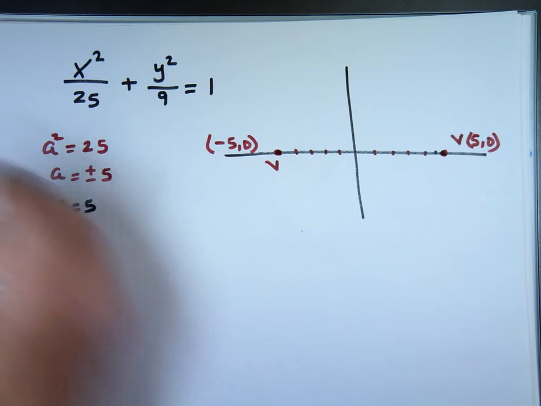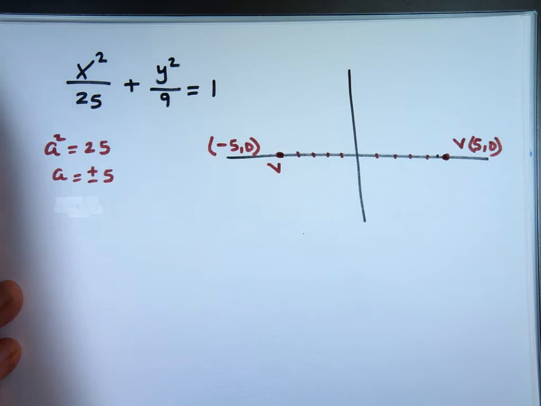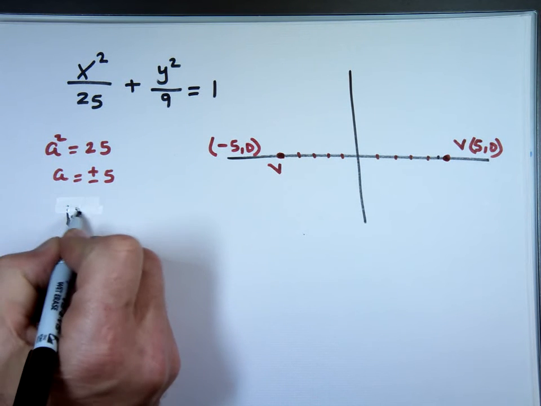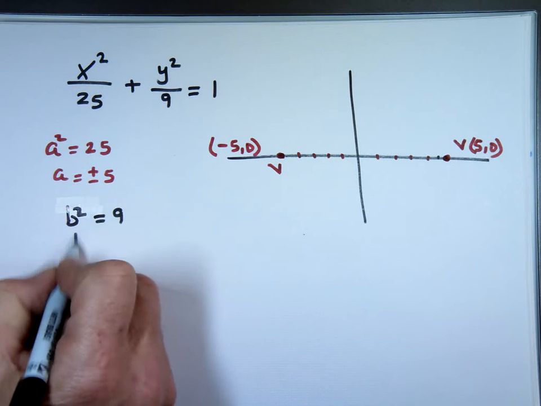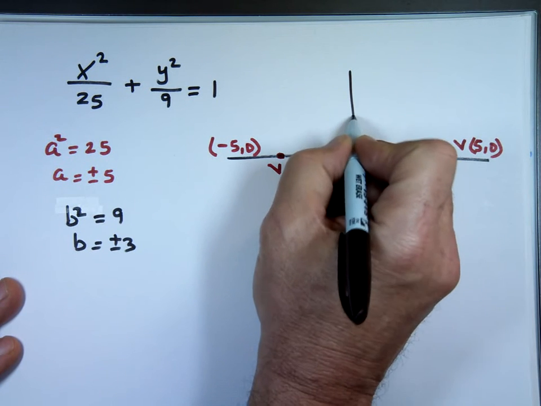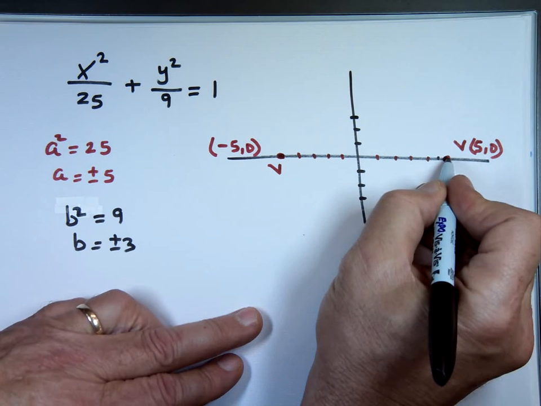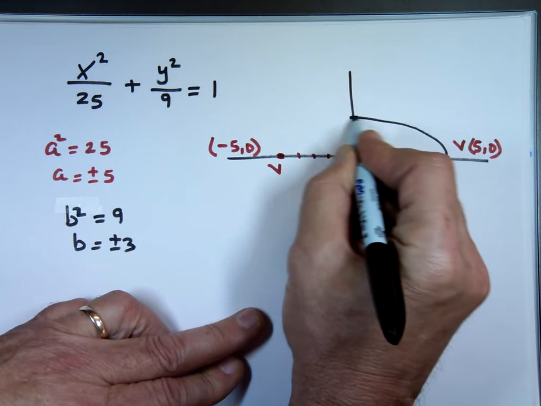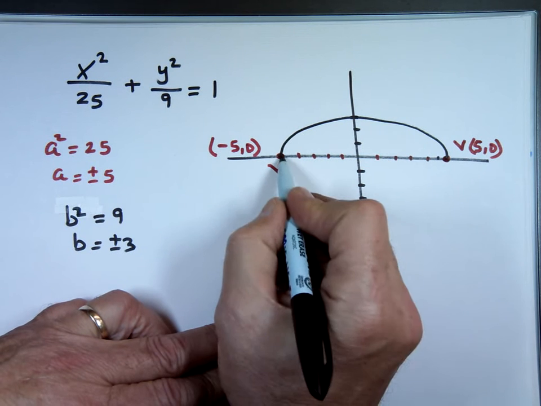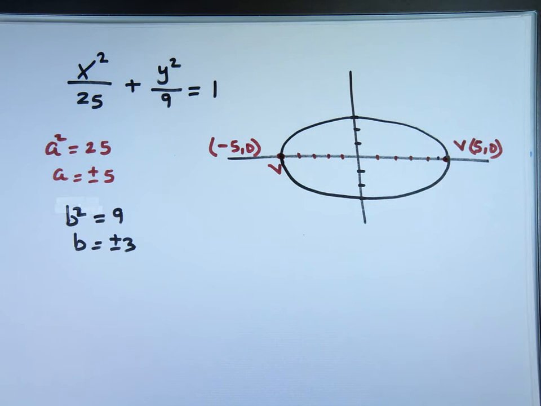Now, the value of a is 5. I'll leave it alone. Let's look at b squared. B squared is equal to what? 9. B equals plus or minus 3. 3 up and 3 down. Now my graph should look like this. That's what the graph, the ellipse, should look like.